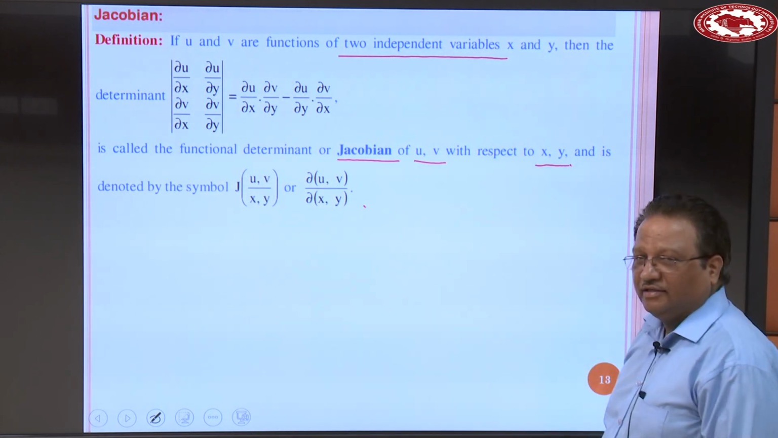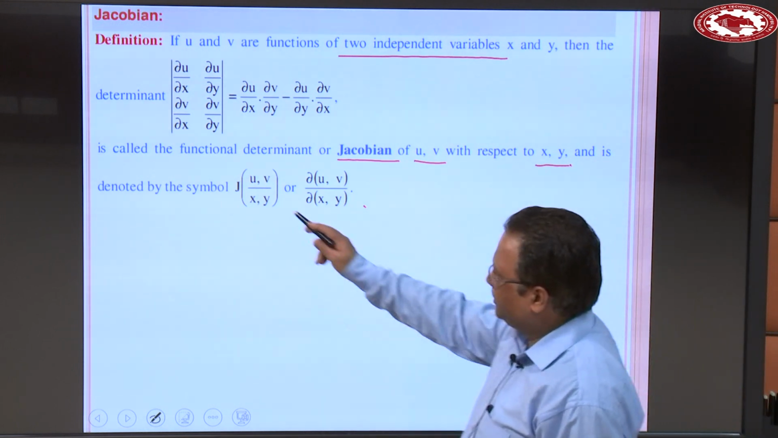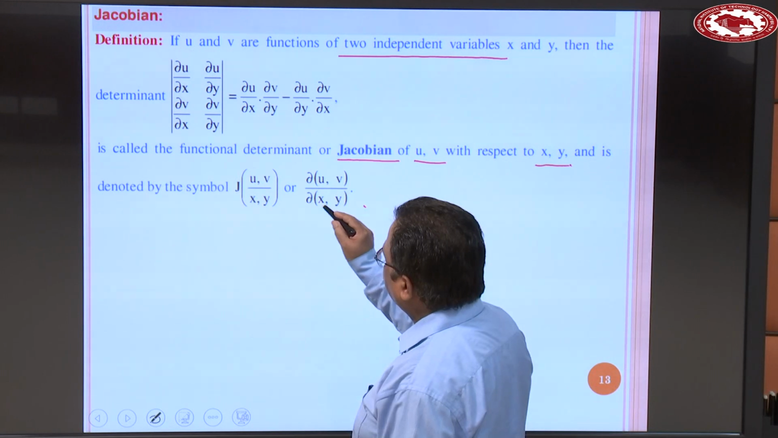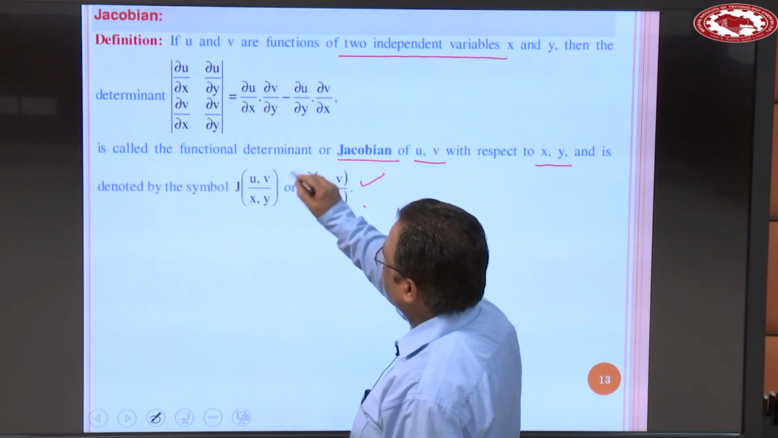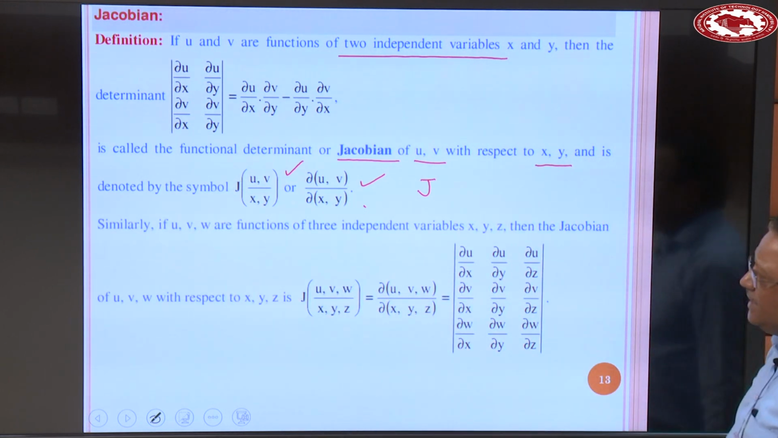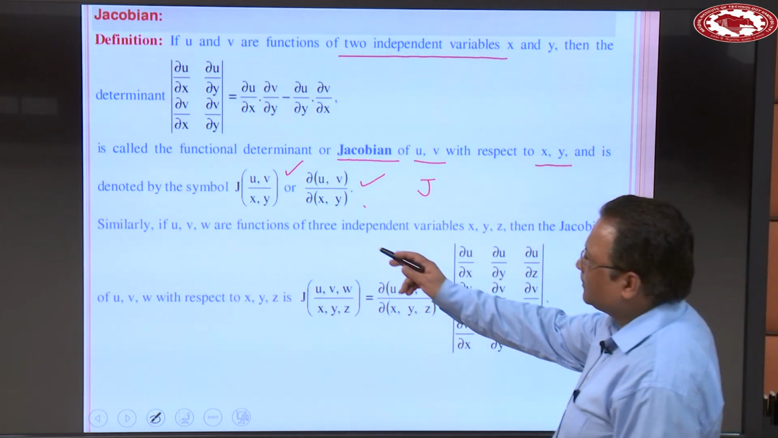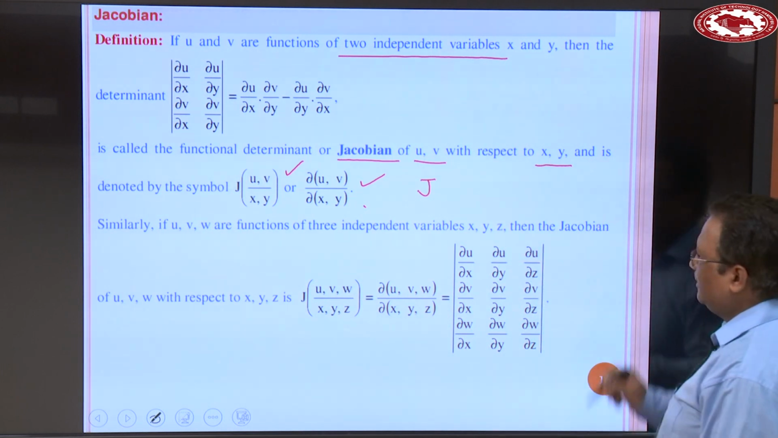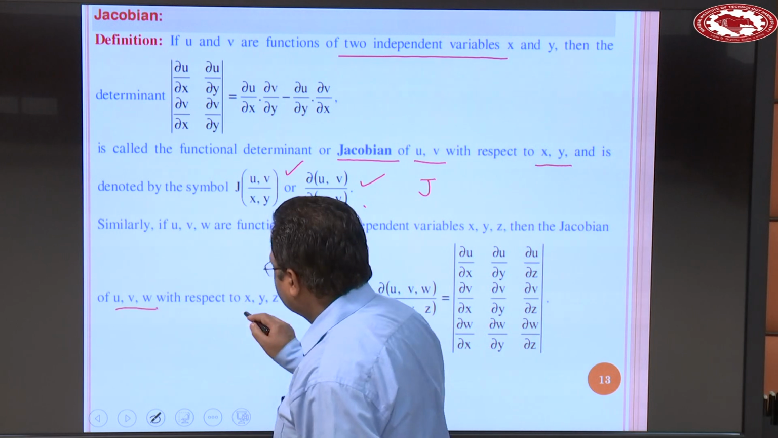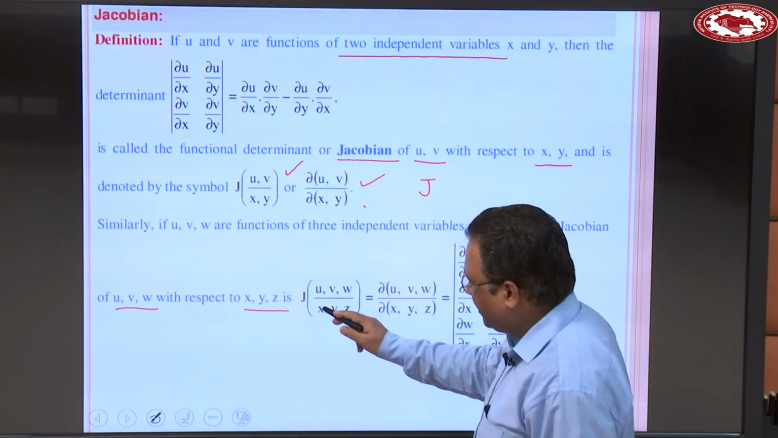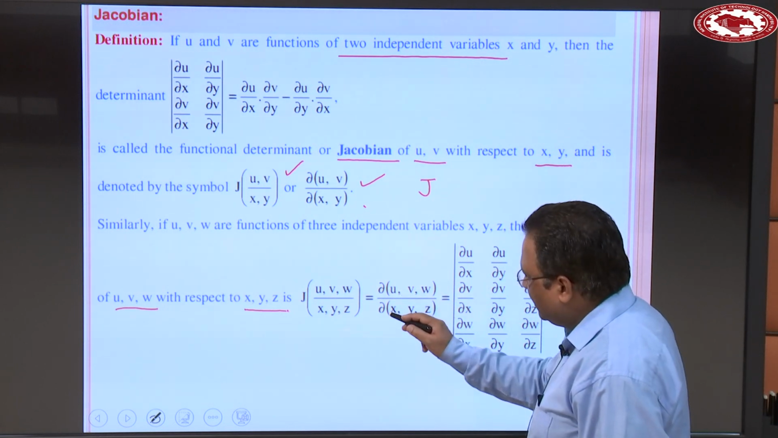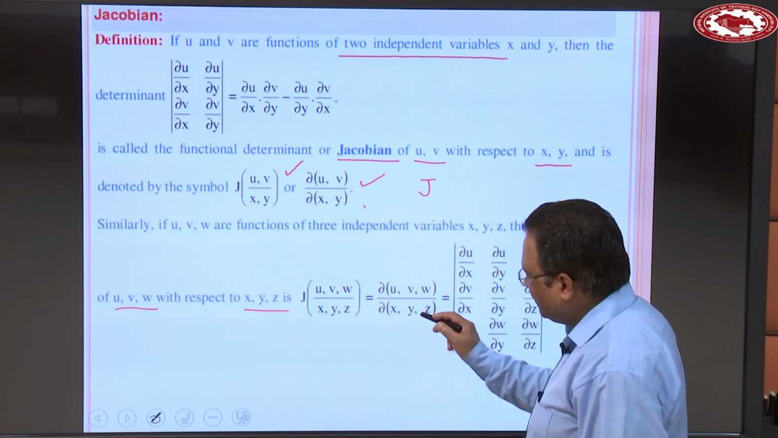So, we use this symbol: J equals ∂(u,v)/∂(x,y), or simply the Jacobian. Similarly, if u, v, w are functions of three independent variables x, y, z, then the Jacobian of u, v, w with respect to x, y, z is J(u,v,w / x,y,z), which means ∂(u,v,w) divided by ∂(x,y,z).